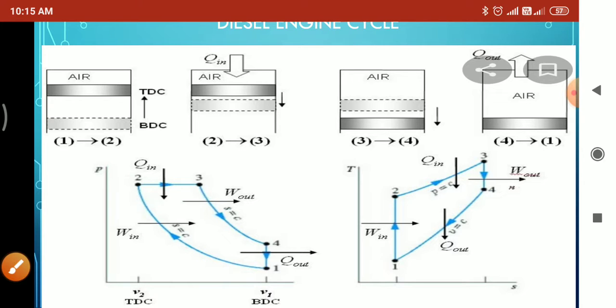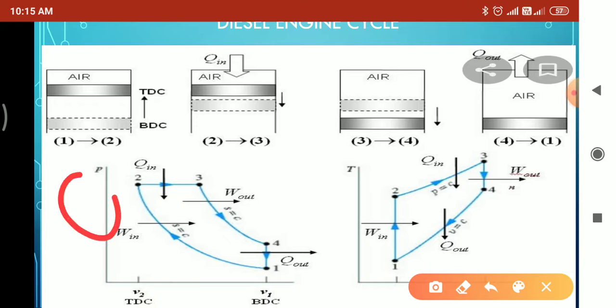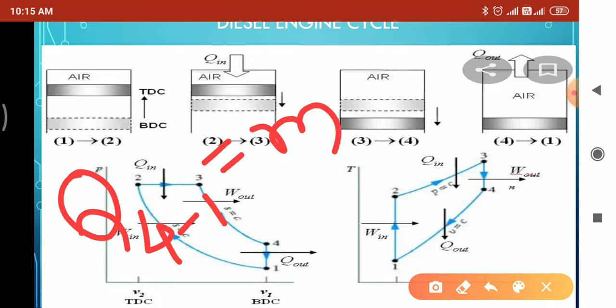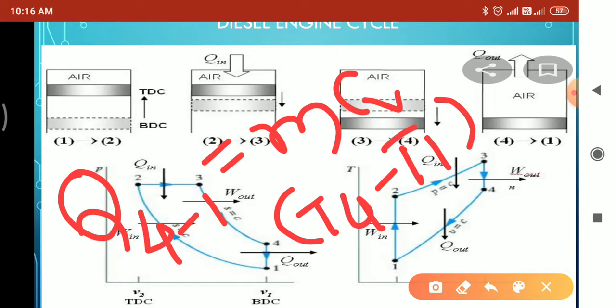This is called the diesel engine cycle. So this is the working principle of the diesel engine cycle, or I can say the constant pressure cycle. These are the four different processes of this cycle. I can write the equation for heat rejected, Q4 to 1, equals m, the mass of gas, times Cv, the specific heat at constant volume, times T4 minus T1. This is the equation for heat rejected in the constant volume process, process number 4 to 1.